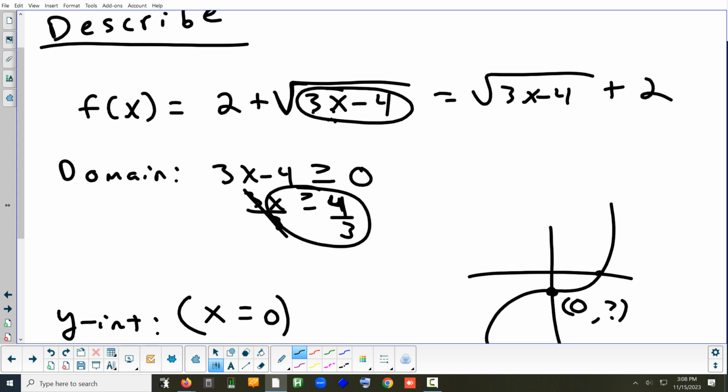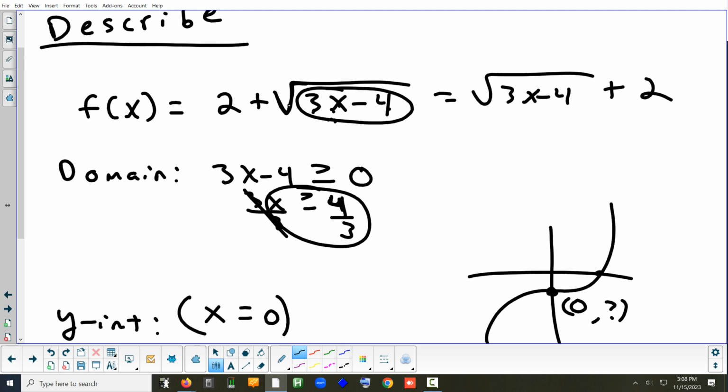What's 3 times 0? Is it always just going to cancel out if there's a number on the outside? Nope, it's not always just going to cancel out. That's not what's going to happen here. What's 3 times 0? 0. What's 0 minus 4? Negative 4. And what's the square root of negative 4?